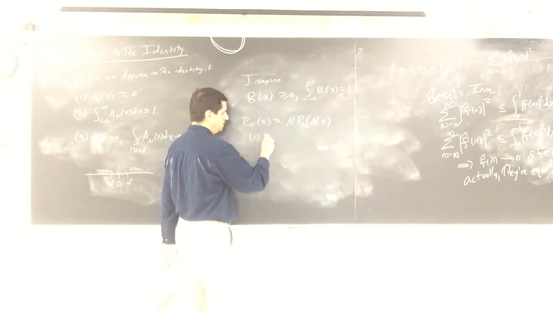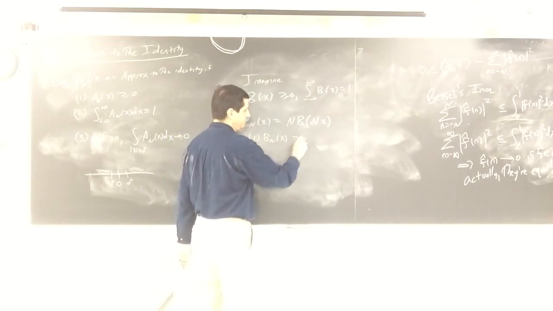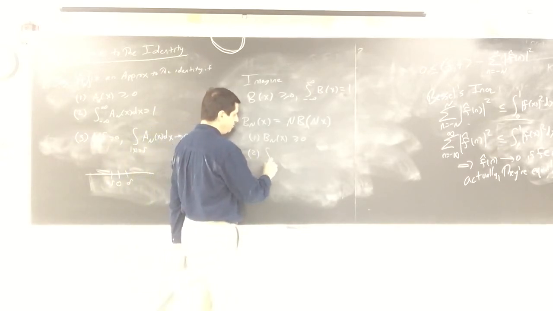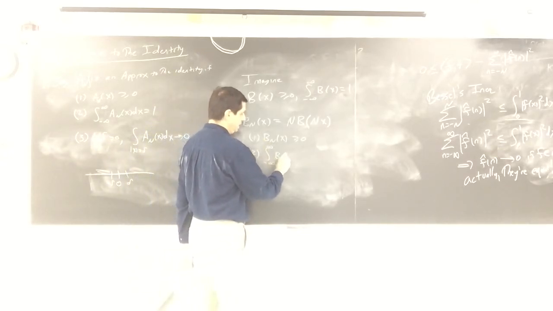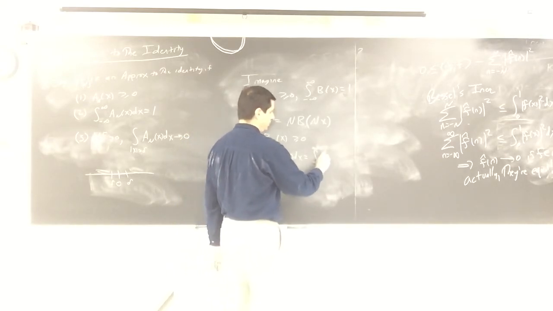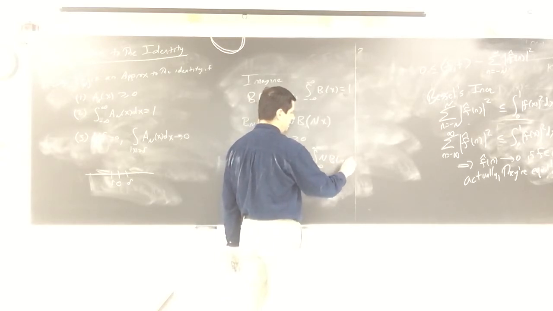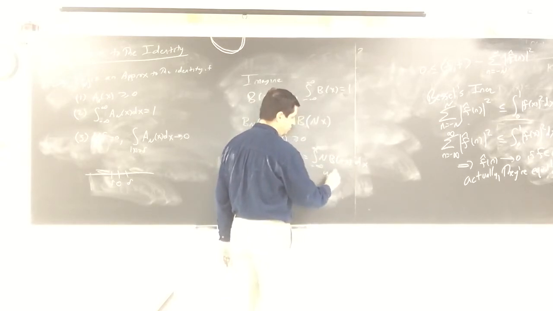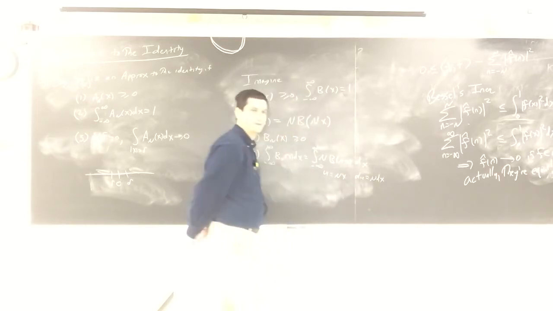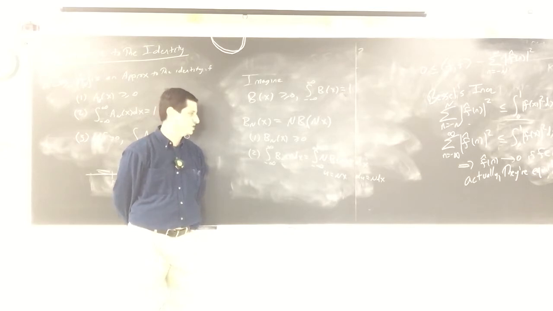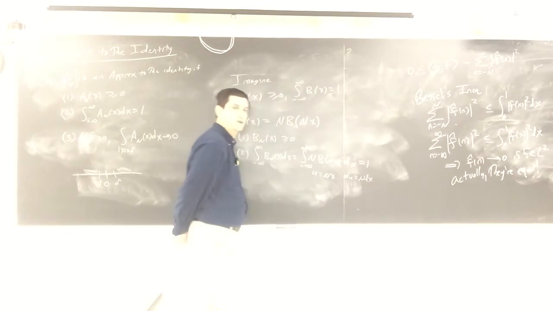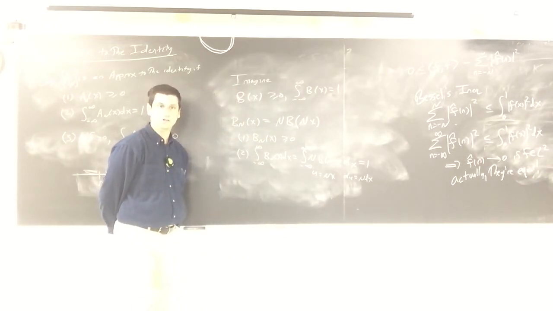Clearly, b_n of x is still greater than or equal to 0. The second one, if I now integrate from minus infinity to infinity of b_n of x dx, this is the integral from minus infinity to infinity of n b of nx dx. Let u equal nx, let du equal n dx. And so when you do that, you see that this is just the integral of b of u, which is just 1. So each of the b_n's satisfies properties 1 and 2.